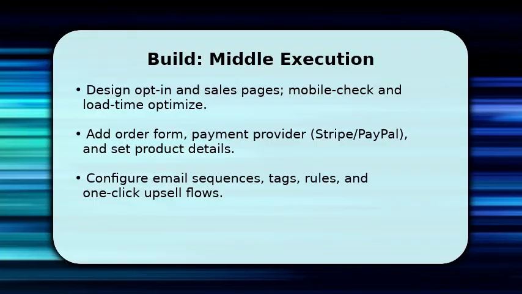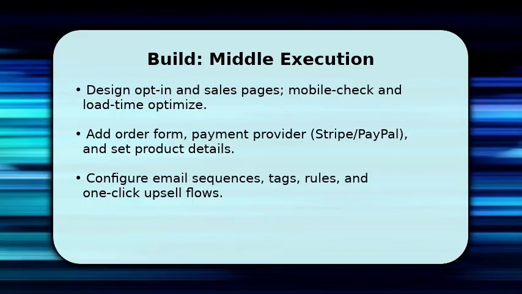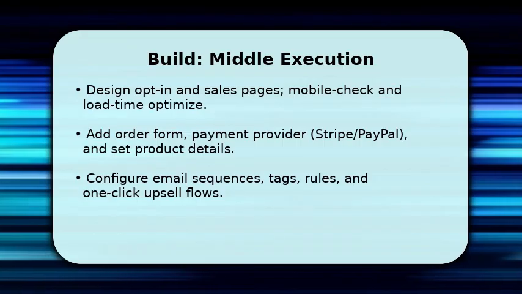Once that's live, set up email sequences and tagging rules to segment buyers versus leads, and configure one-click upsells or downsells in the funnel editor. This increases average order value without complicating the buyer's path.